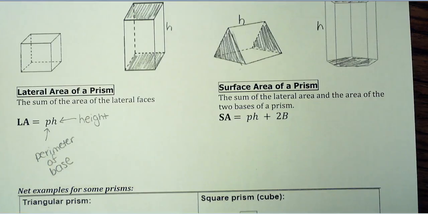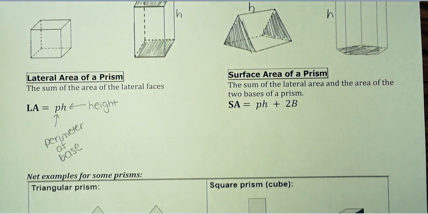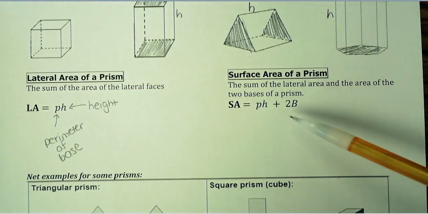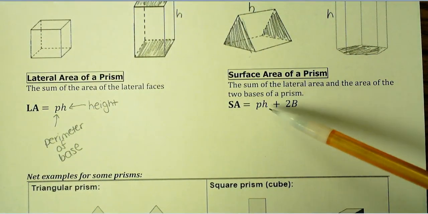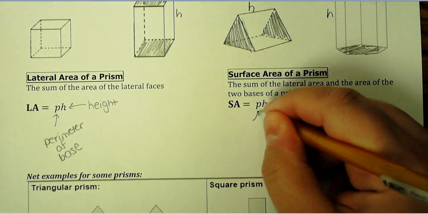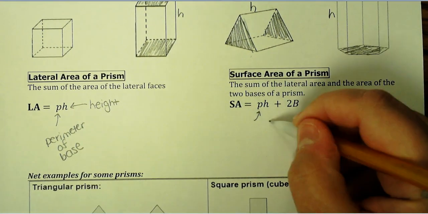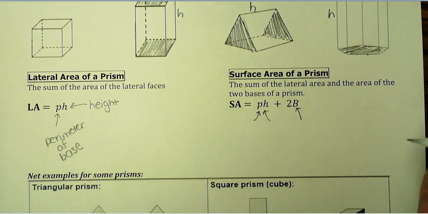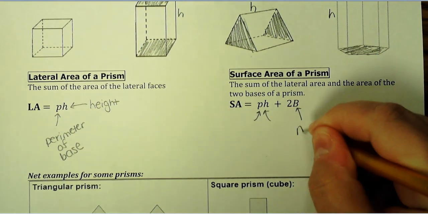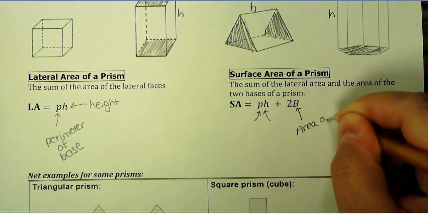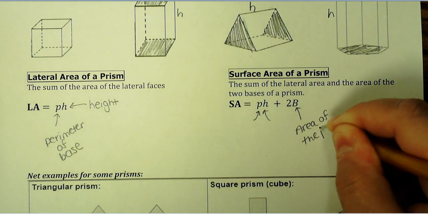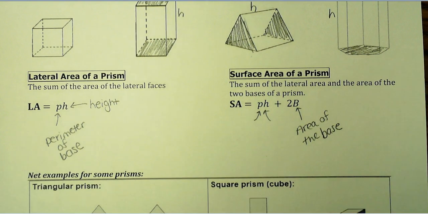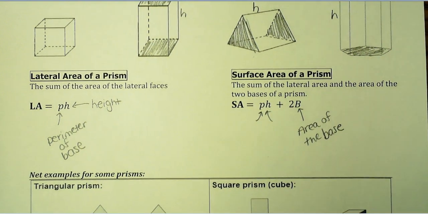Okay, the only difference between surface area and lateral area is that the surface area is going to include the two bases. So this is still perimeter of the base, this is still height. Now, the B here, since it's a capital letter, stands for the area of the base. And I'm going to use these pictures below to illustrate these formulas a little bit.